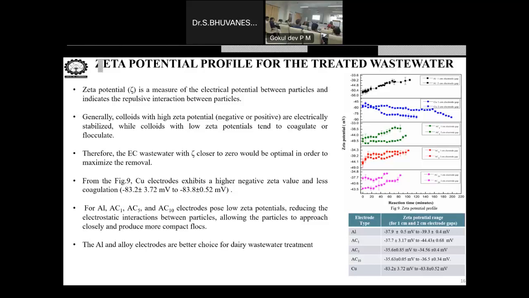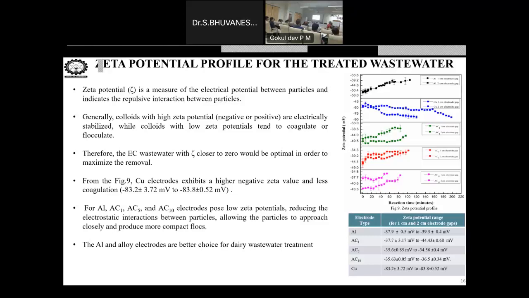If a system is stable, it means that all the particles are dispersed equally in the liquid phase. In that case, we call it a stable system, and the zeta potential will be positive or a higher value. In the electrocoagulation process, do we need all of them to be in a dispersed nature, or do we want them to collide with each other? So what type of potential do we want?